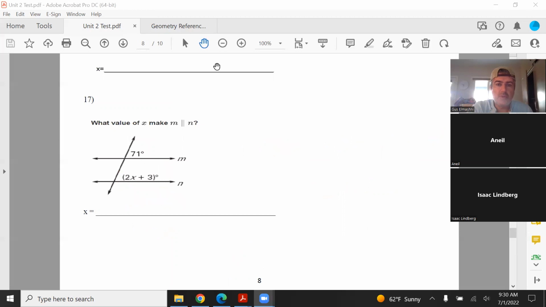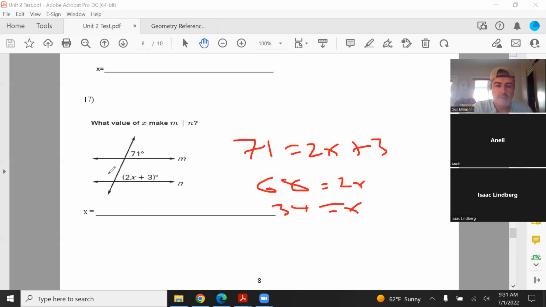So these are the same. 71 equals 2x plus 3. Okay. 68 equals 2x. X equals 34. That makes sense. If x is 34, that's 68 plus 3, that's 71. That totally looks like 71. It totally looks the same as that, right?